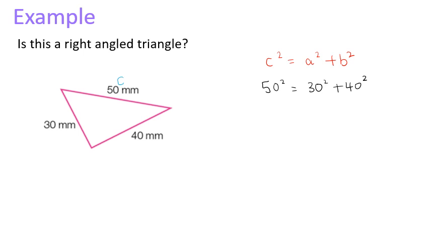Then I need to get my calculator out. I work out what 50 squared is, which is 2,500. Then I work out 30 squared, which is 900, plus 40 squared, which is 1,600. So c squared was 2,500, and if I put in my calculator 900 plus 1,600, yep, that equals 2,500. Because they are both equal, therefore this means that it is a right-angled triangle.